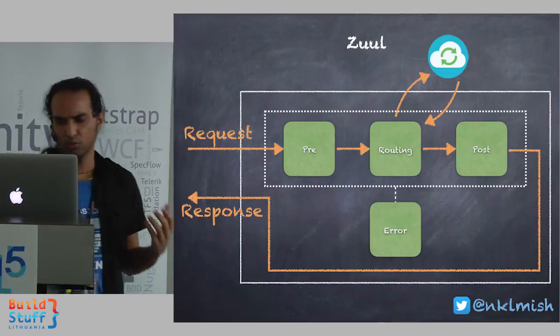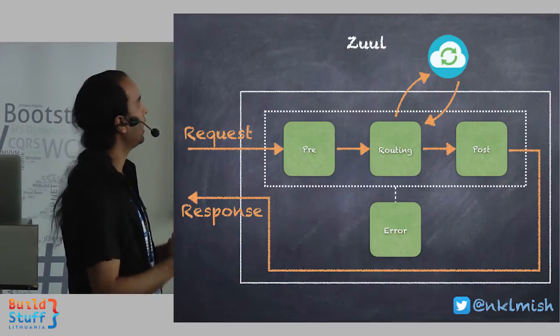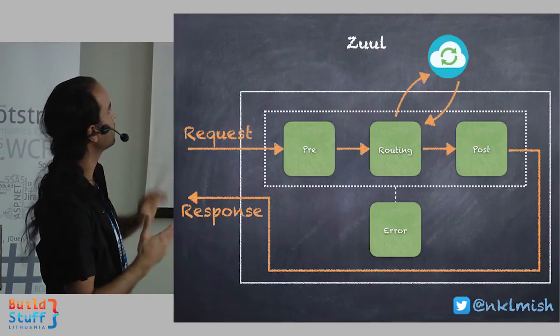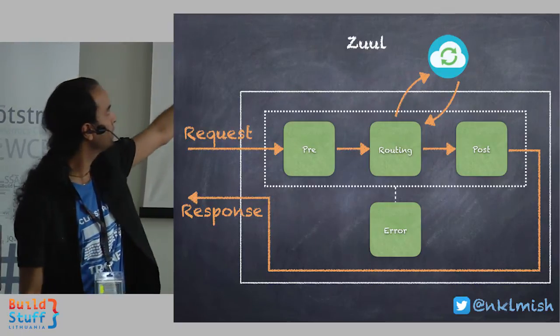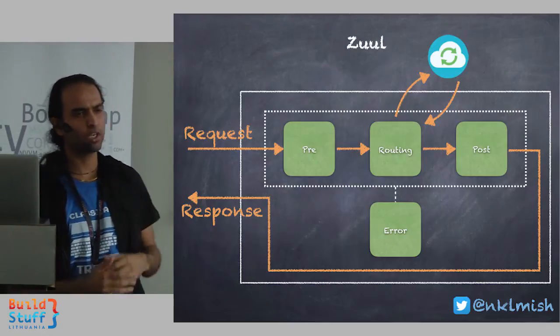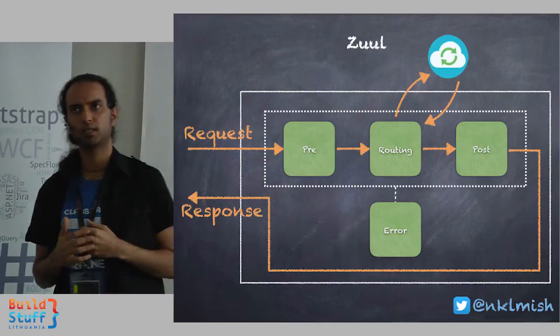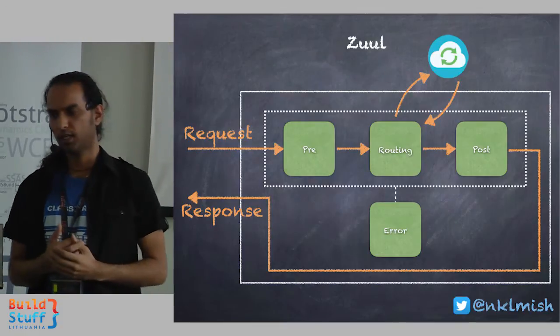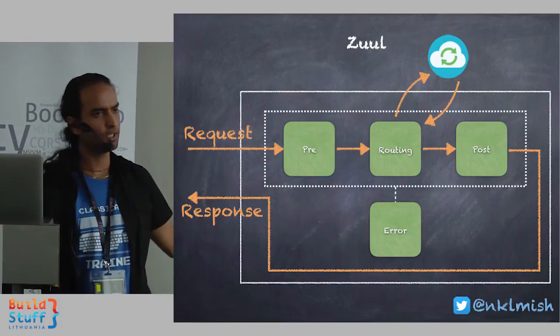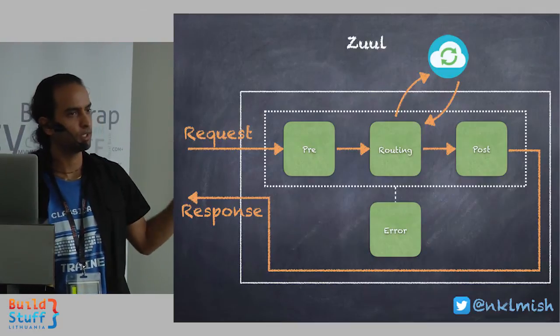In order to understand Zuul, let's imagine how the request flows through Zuul. When a user makes an HTTP request, it goes through a pre-stage. And in the pre-stage, you can do all sorts of things like, for example, authentication. You can authenticate a request. And you can write your own filters to do the pre-checkup.